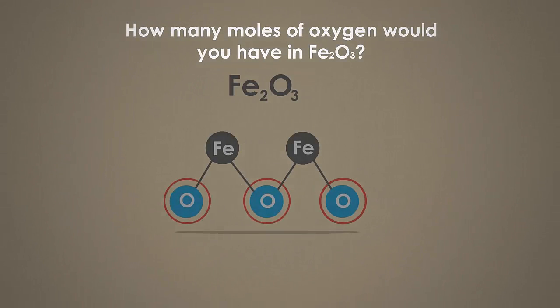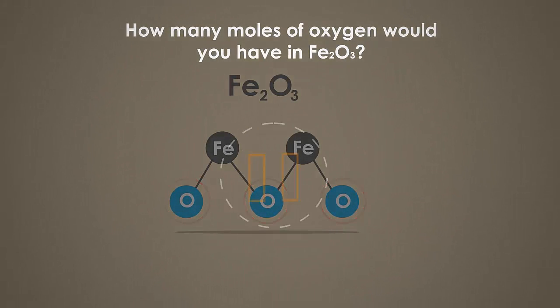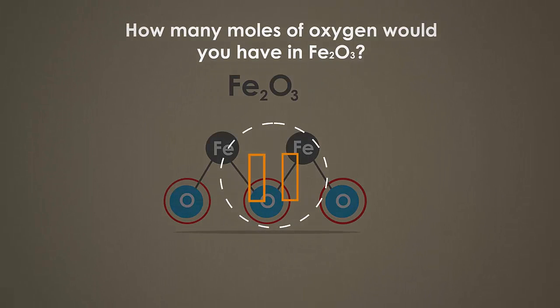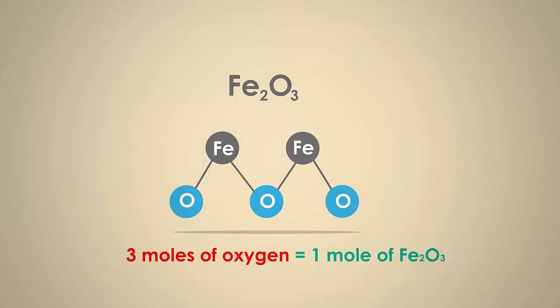How many moles of oxygen would you have in Fe2O3? Pause the video and think about it carefully. The answer is 3 if you are using 1 mole.